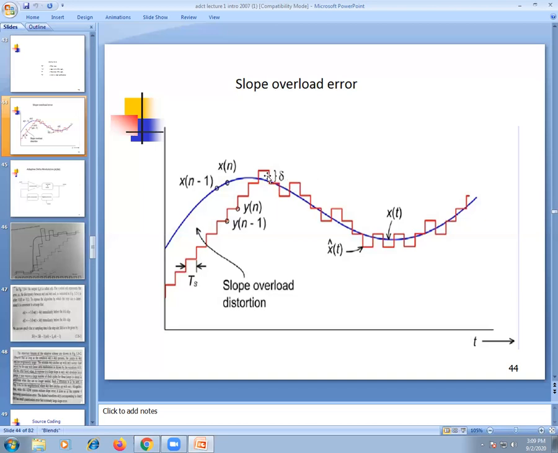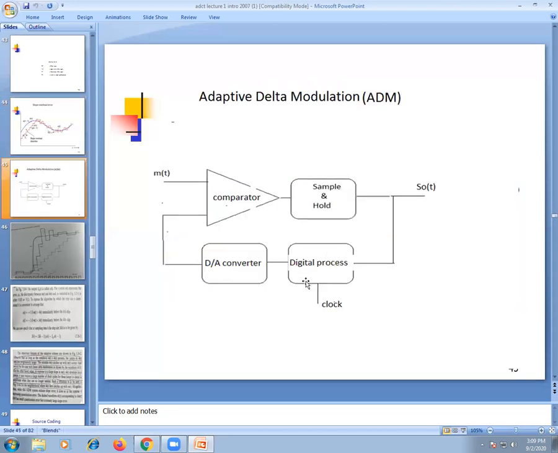That is, the step is there, and the time width is large, not the amplitude. Time width is large. That is known as granular error. Okay, in order to overcome this, go for one more process that is known as adaptive delta modulation.